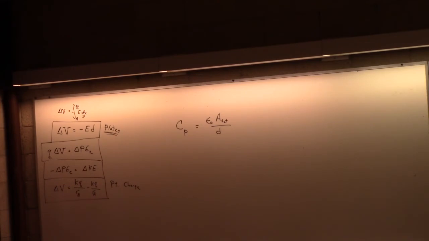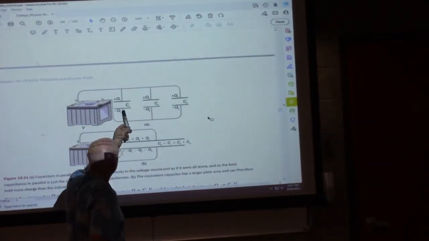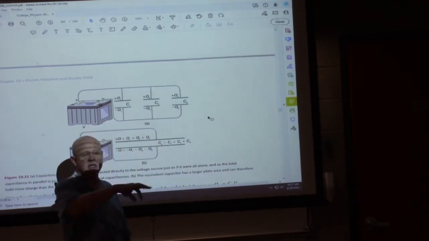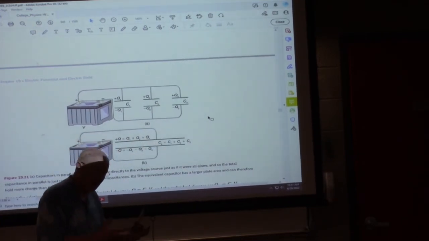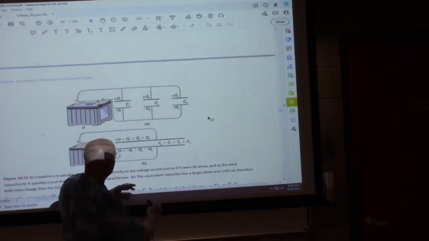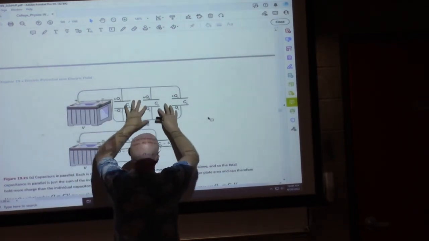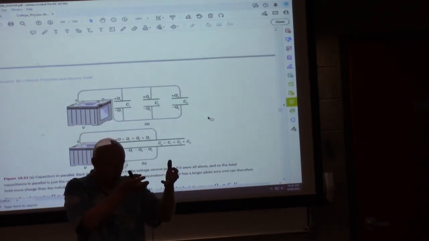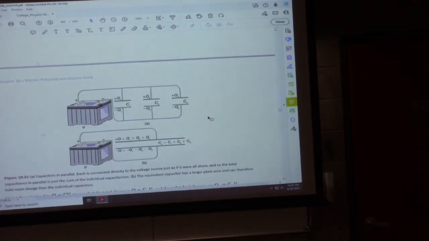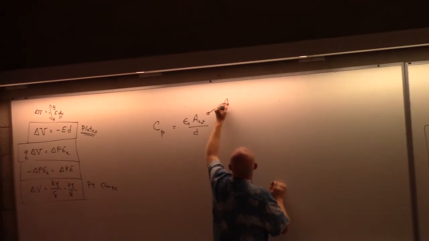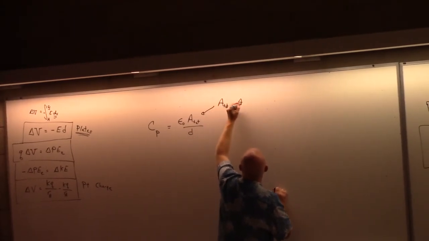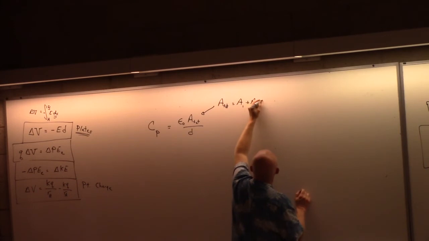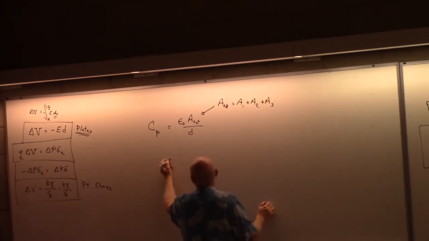I'm hoping you can see that these three are functioning independent of the other ones. They're just storing up charge. You could get the same effect if you just stacked them all together and had one big plate, where the one big plate is equal to the sum of the individual ones. So the total area is equal to the area of plate number 1, area of plate number 2, area of plate number 3.